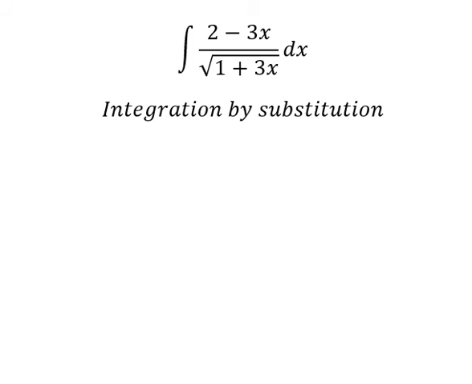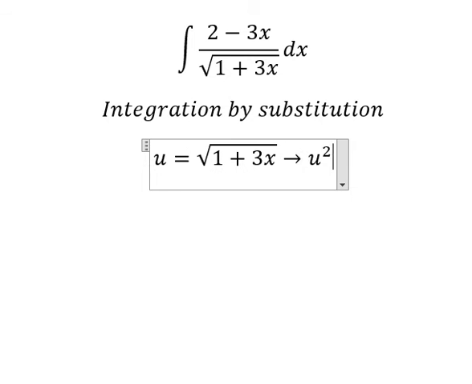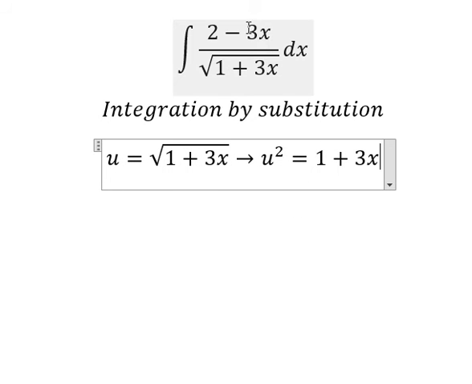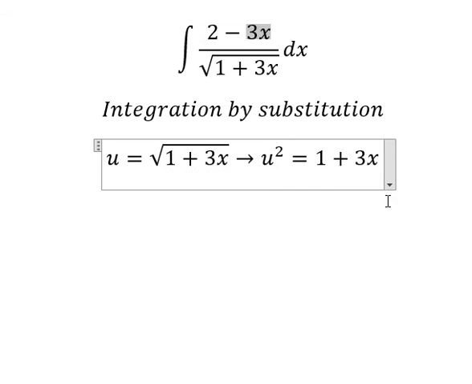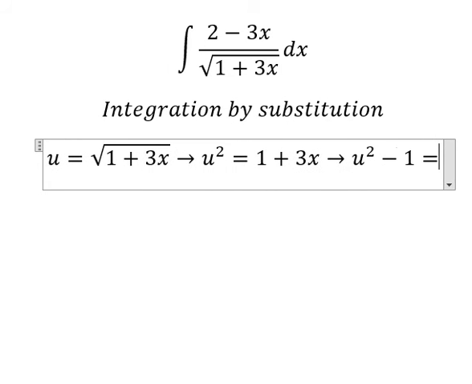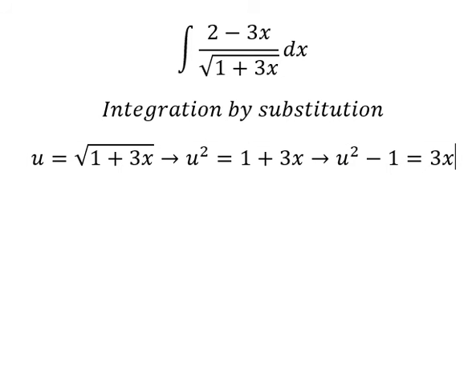So I will put u equals to the square root. Next, we square both sides, so we can cancel the square root. Because we have 3x in here, we just move number 1 to the left, because we want to replace 3x with u squared minus 1.